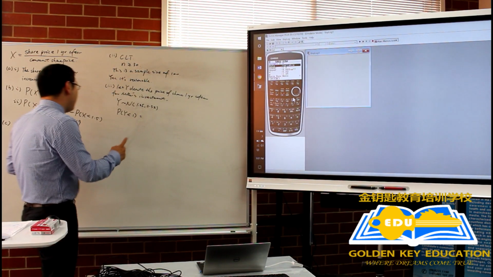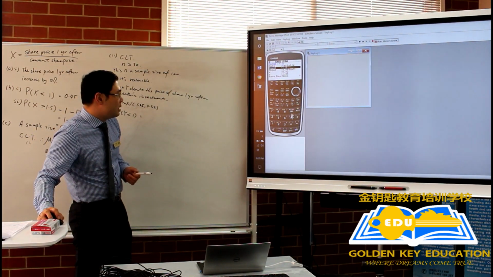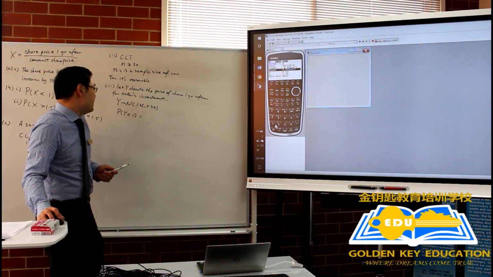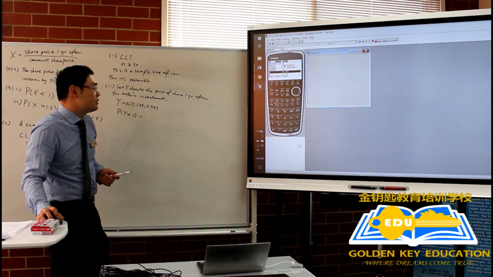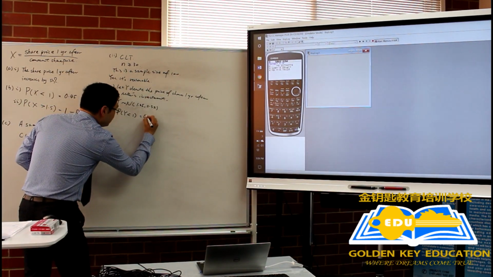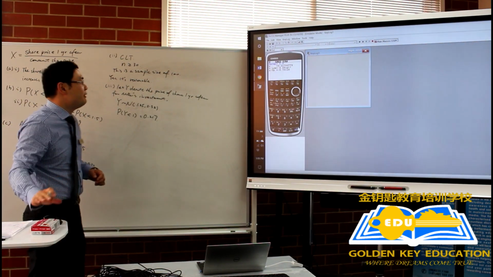So we want y less than 1. Our lower value must be negative e to the power of 99. And our maximum value will be 1 because it's less than 1, and the mean and standard deviation are already set. So enter, and that gives us a chance of 0.217.